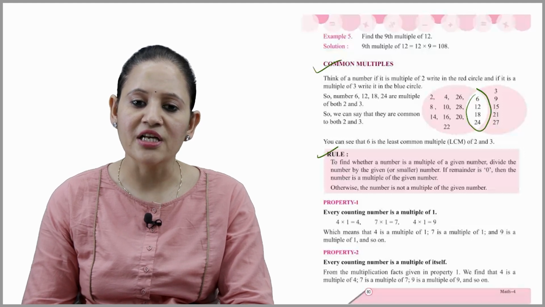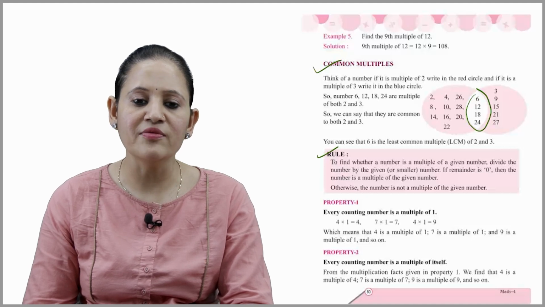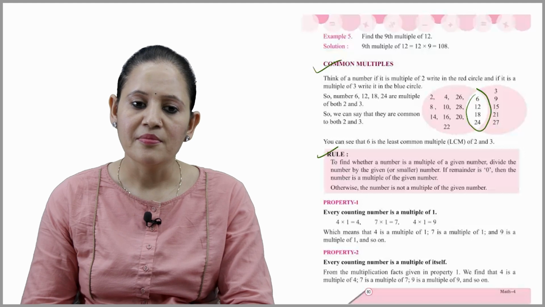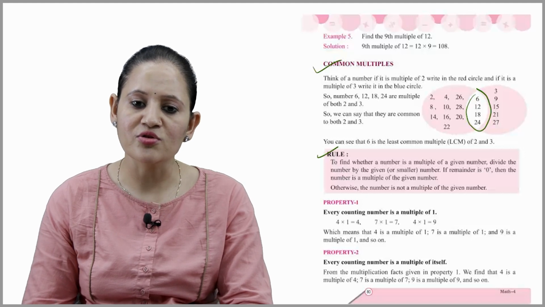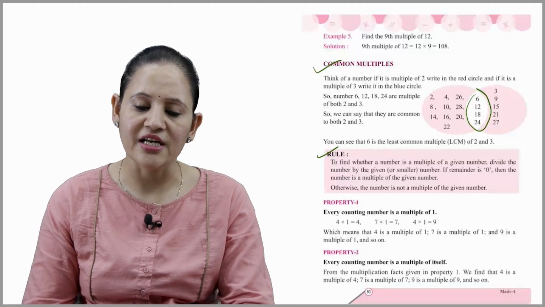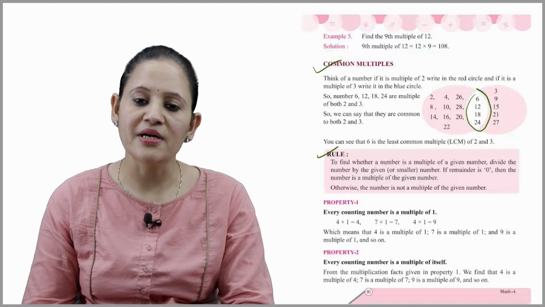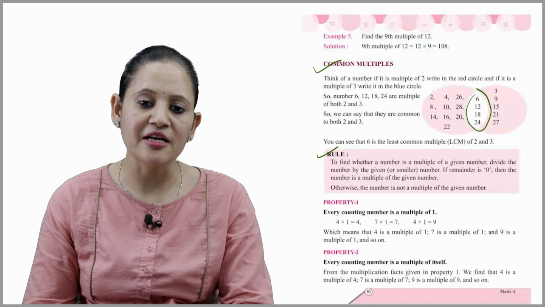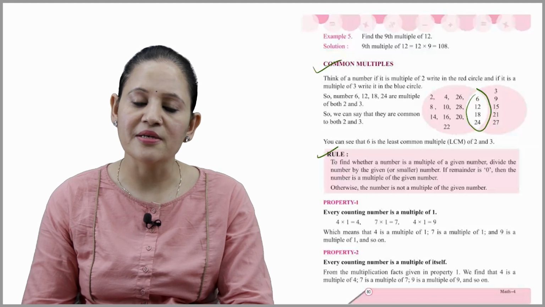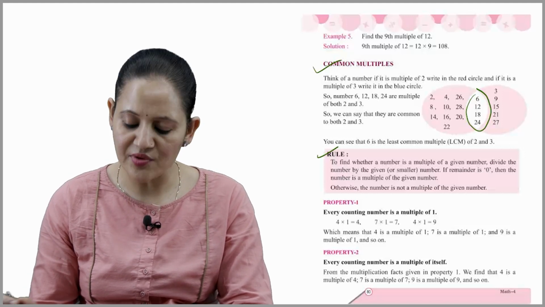सो हम कैसे फाइंड आउट करेंगे गिवन नंबर जो है उसका मल्टीपल है कि नहीं. सो फॉर दैट विल डिवाइड द नंबर बाय जो भी नंबर दे रखा है उसको प्रोडक्ट को उस नंबर से डिवाइड करेंगे. अगर रिमाइंडर 0 है दैट मीन्स द नंबर इज द मल्टीपल ऑफ गिवन नंबर. अगर नहीं है दैट मीन्स द नंबर इज नॉट द मल्टीपल ऑफ गिवन नंबर. नेक्स्ट इज प्रॉपर्टी 1.